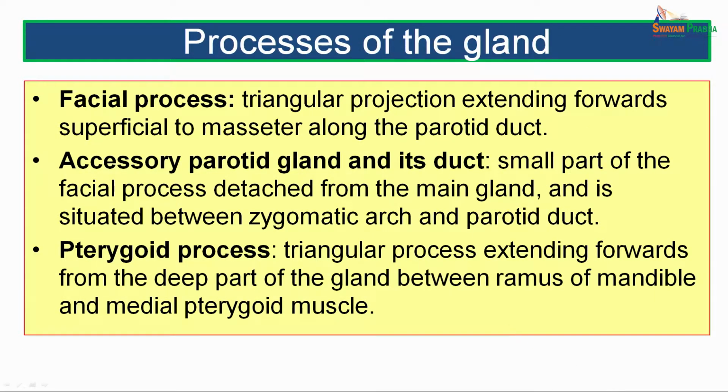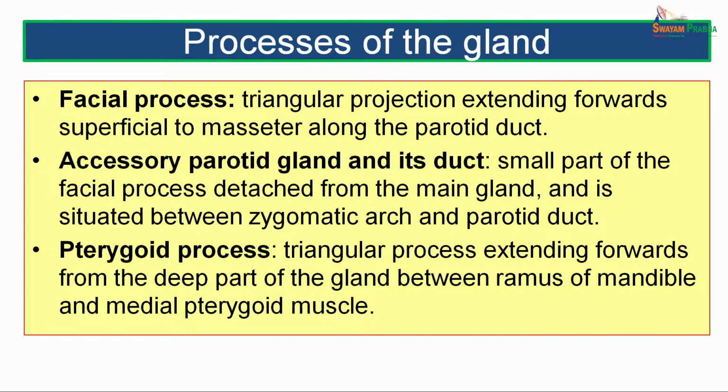At times there may be glandular tissues apart from the main parotid gland, which are then called the processes of the gland. What are these various processes which we can come across? Facial process is a triangular projection extending forwards superficial to the masseter muscle along the parotid duct. Next is what we have already seen, an accessory parotid gland and its duct.